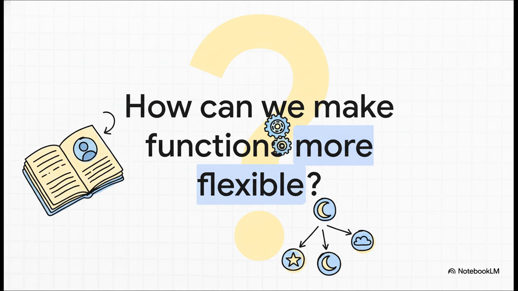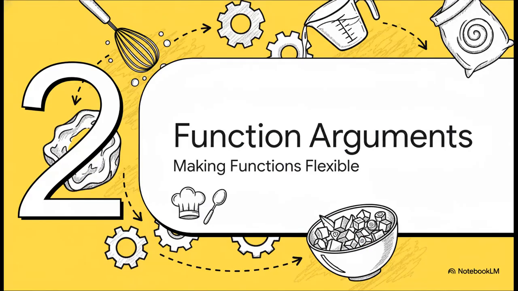Okay, this is great, but our greet_user function is kind of rigid, isn't it? It does the exact same thing every single time. What if we wanted to greet different users? What if our recipe could handle different ingredients each time we used it? This is where things get really cool. We can make our functions super flexible and powerful by giving them inputs. In programming, we call these arguments, and they're basically the ingredients for our recipe.